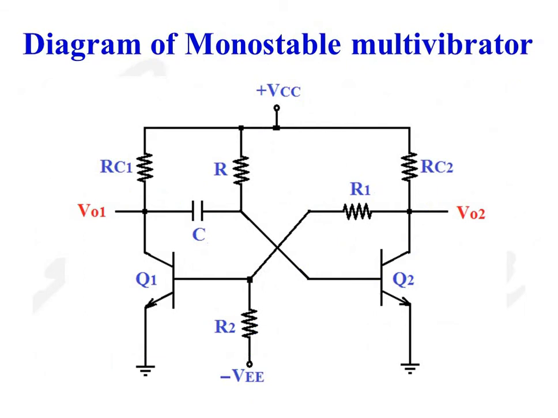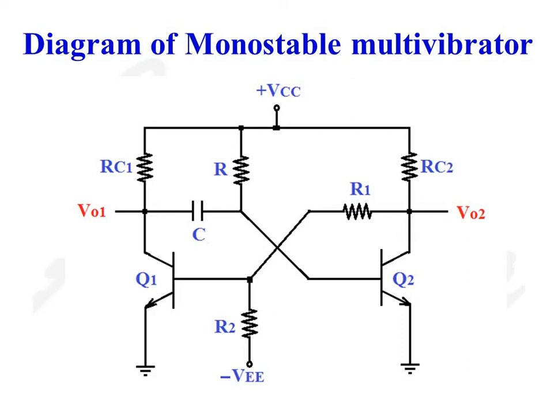So this is the diagram of a monostable multivibrator. There are two transistors Q1 and Q2. Collector of transistor Q1 is coupled to the base of transistor Q2 through a resistance capacitance network, and collector of transistor Q2 is coupled to the base of transistor Q1 through a voltage divider network which consists of R1 and R2.